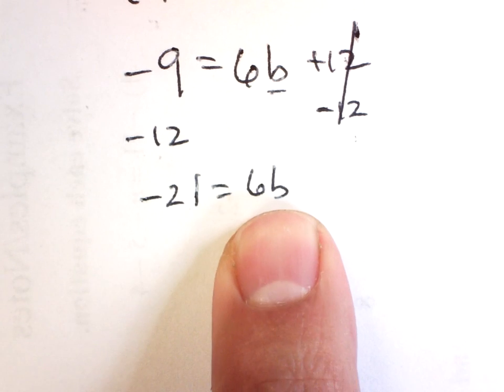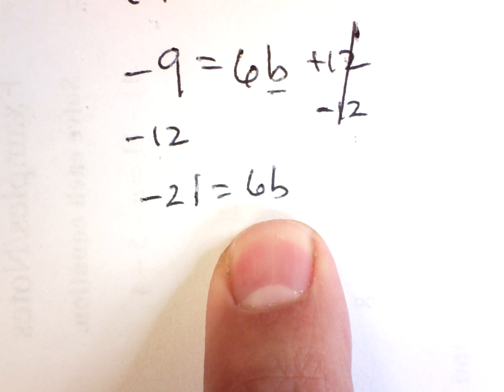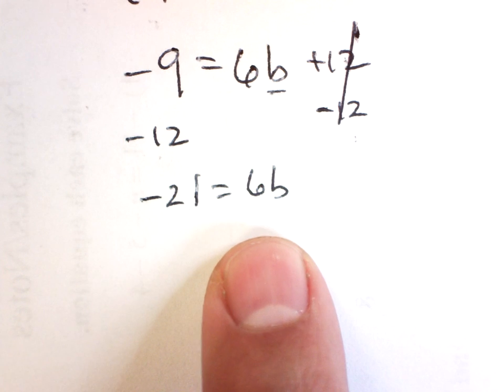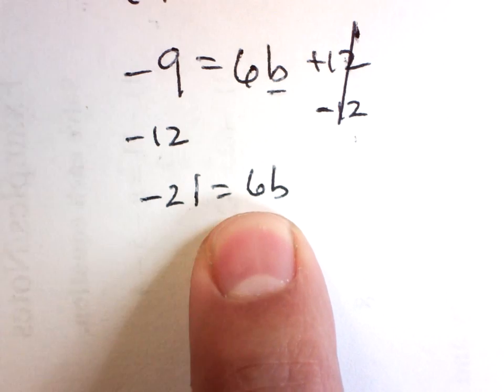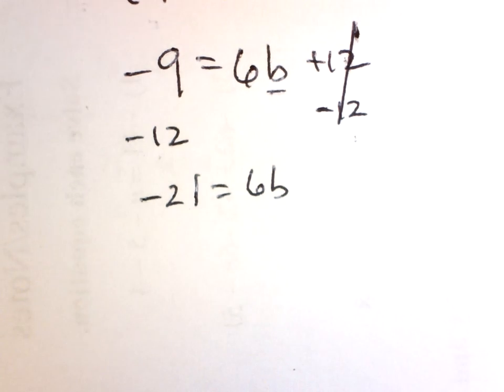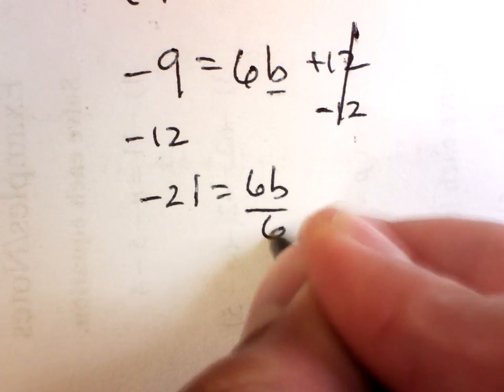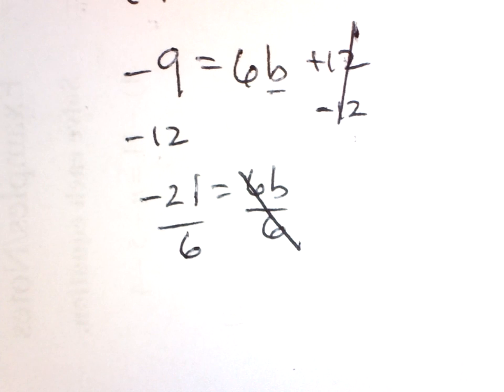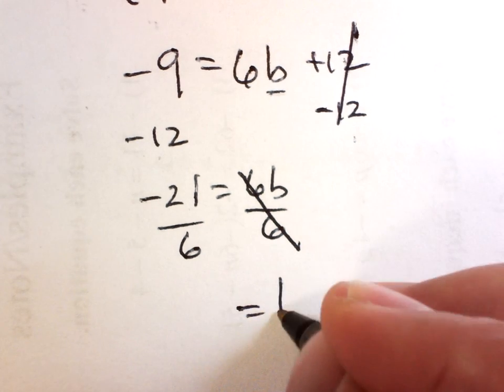Almost what I want. Still need this b all by itself. Again, this 6 is touching the b. When a number is touching a letter, that means multiplication. So that means to undo that, to get that number off, I need to do the opposite, which is to divide. So divide and divide. Those cancel. And I get b over here all by itself.